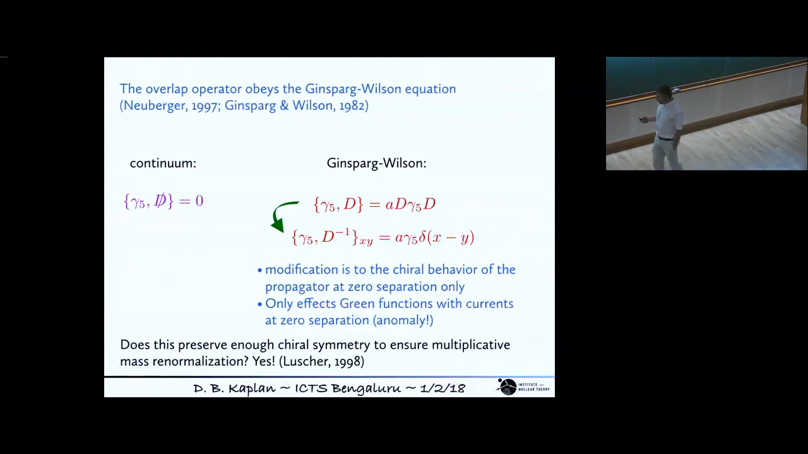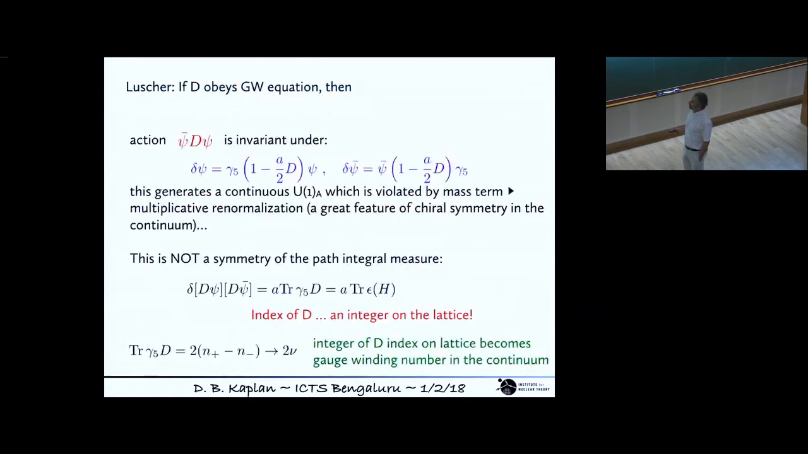So the big question is, well, there are two questions: does this give you the right anomaly? And the second question is, does it protect you against additive mass renormalization? These are the two things we know about from chiral U1 that we expect to have. So Lüscher in 1998 showed, with very simple algebra, that if D obeys the Ginsparg Wilson equation, then it follows that this infinitesimal transformation is a symmetry of your action.